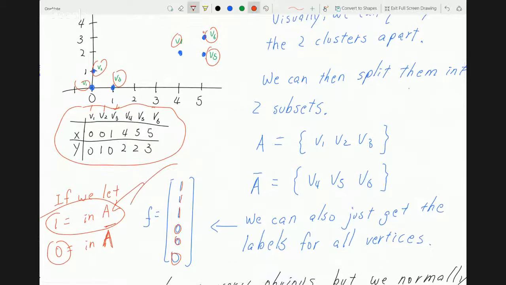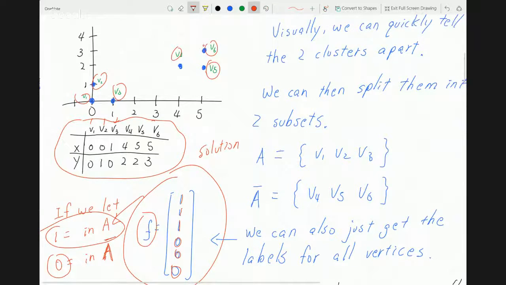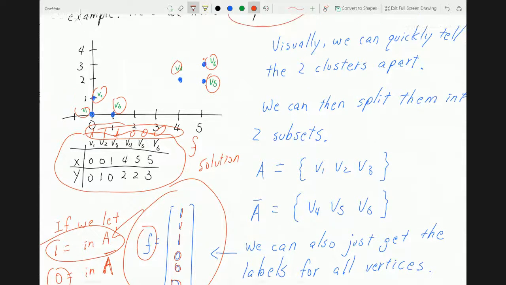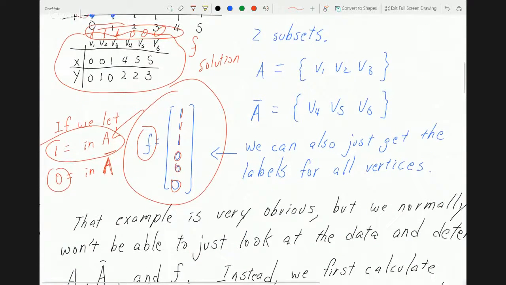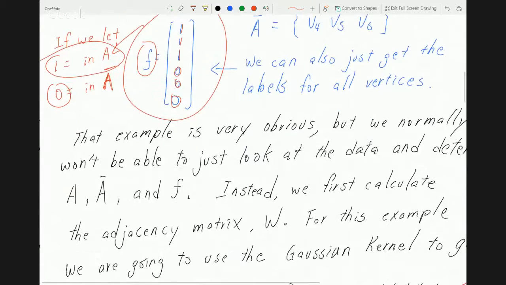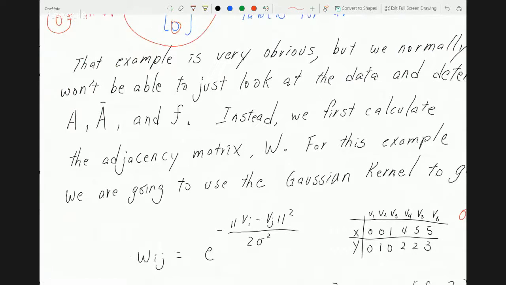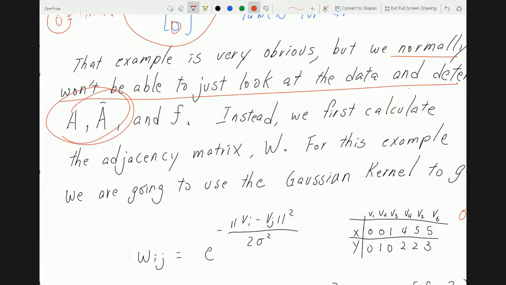This F, we're going to represent as the solution, which is the labeling of each point. So it'll be 1, 1, 1, 0, 0, 0. This would be the solution F. Of course, this is a very simple example. It's really obvious, but normally we won't be able to just look at the data and determine the sets. We definitely won't be able to look at the data and automatically determine the solution.